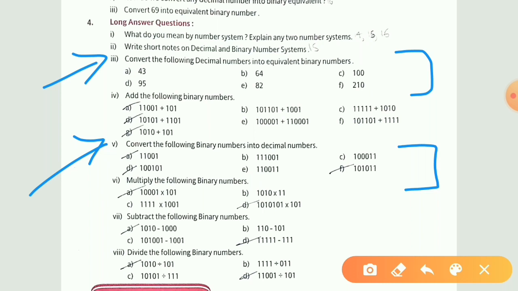This is your homework, and let me know in case you are feeling any difficulty in any type of conversion. Most probably next week, on next Wednesday, we are going to complete our chapter with binary arithmetic, as well as see our exercise portion.